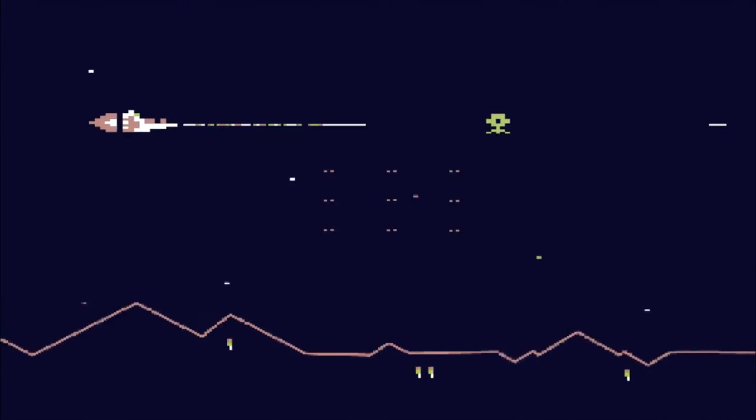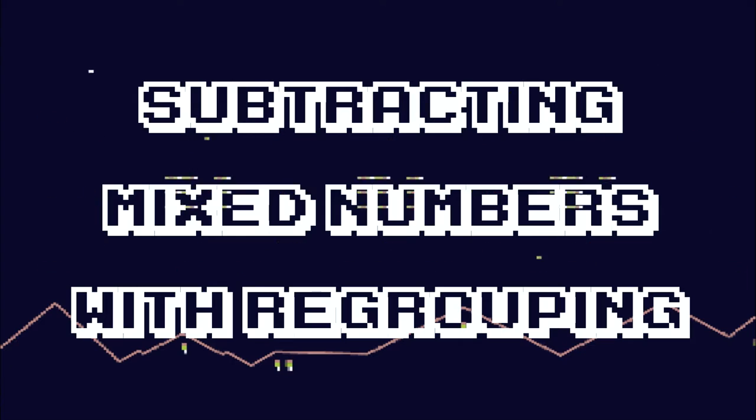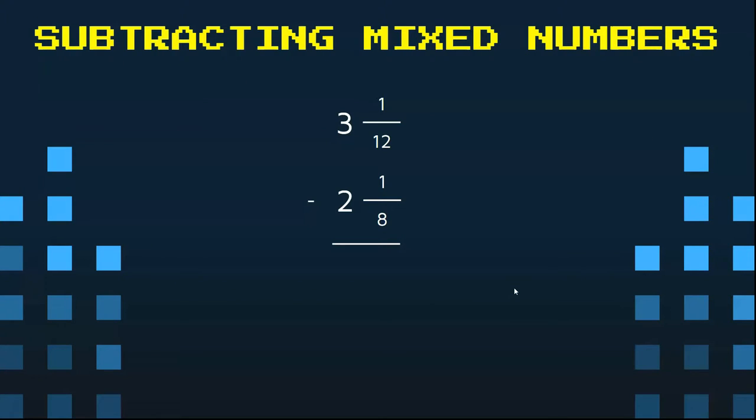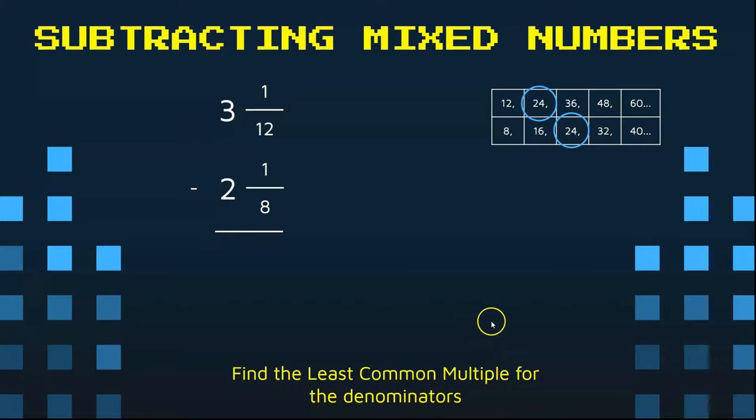In this video, we are going to subtract mixed numbers with regrouping. So here we have two mixed numbers, different denominators. So we will need to find the least common multiple, or the least common denominator. You can see I've done the first 5 multiples of both denominators. If we had to go on, we certainly could. But it looks like 24 is the least common multiple.